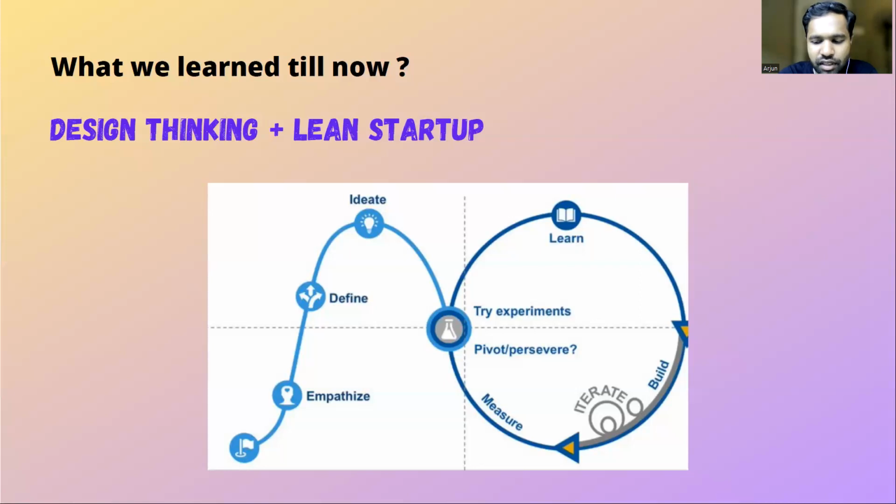And once you empathize, you will collect many different problems, but of course you can't work on all of those problems to come up with solutions. So you need to define which is the most important problem that your customer is facing. That's what you will do in define. And once you define, then you will ideate many different solutions.